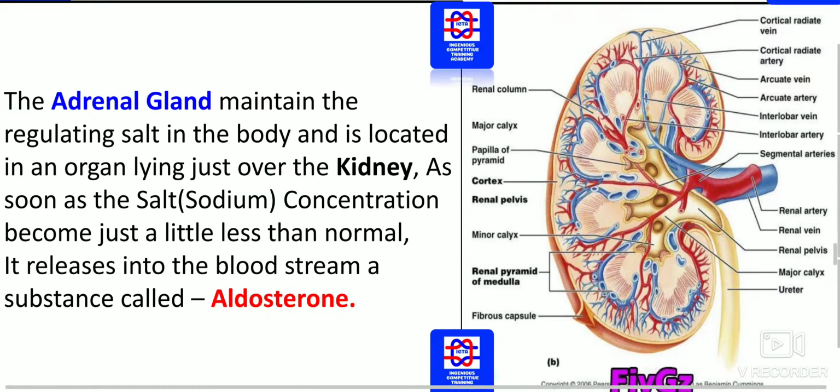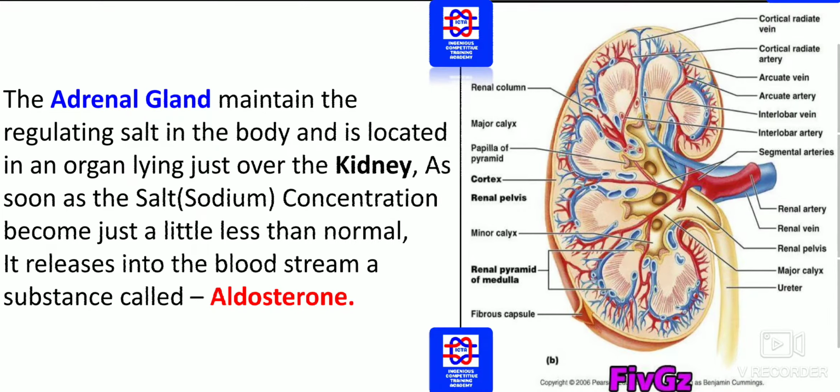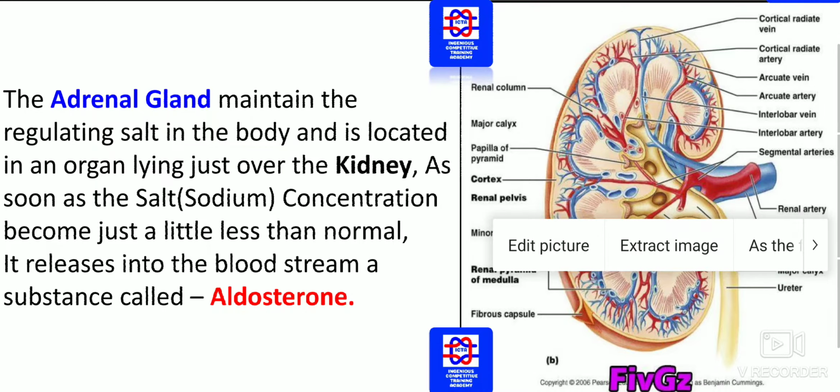Next we have the adrenal glands. As you are aware, the location of the adrenal glands is on top of the kidneys; I will show it in the next slide. They regulate salt in the body and are located in an organ lying just over the kidney. As soon as the sodium concentration becomes a little less than normal, it releases into the bloodstream a substance called aldosterone. You should know what substance is released into the bloodstream, that is aldosterone, as questions may be asked on it.